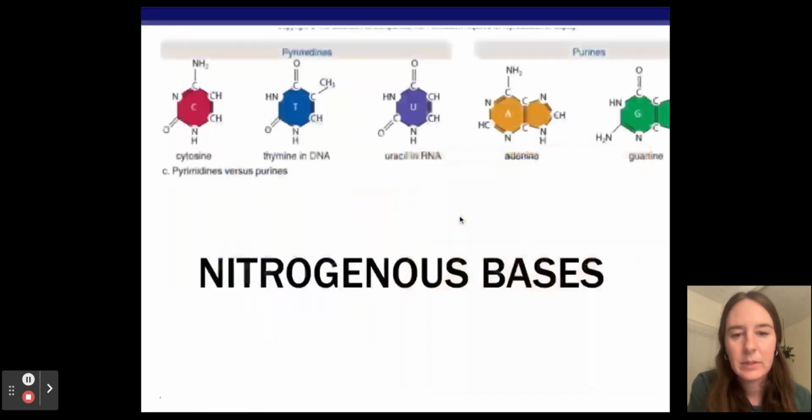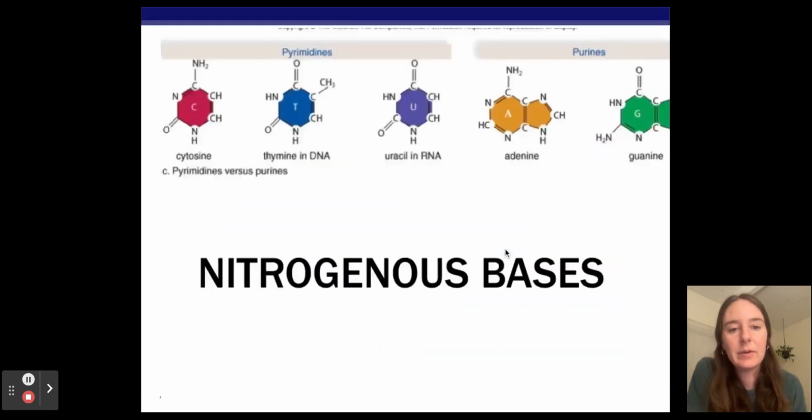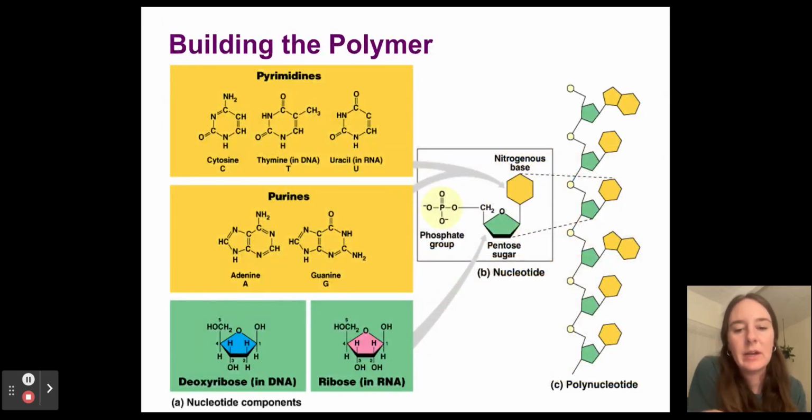Now, one thing I want to note is that the sugar actually has a special name. So in DNA, we call it deoxyribose sugar. And we'll talk about that in a moment. However, when we're talking about RNA, the shape of this sugar right here is actually a little bit different. We call it just ribose.